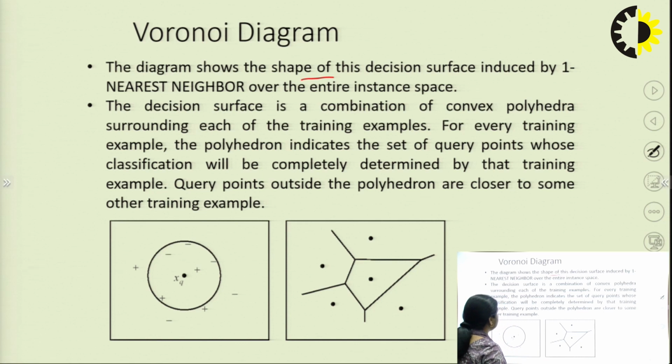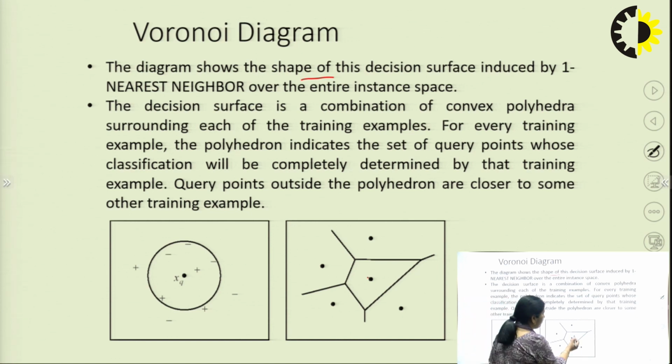So if we consider this diagram, we can see that if I have this particular point, 1 NN, now the point is to which points it is the nearest neighbor.